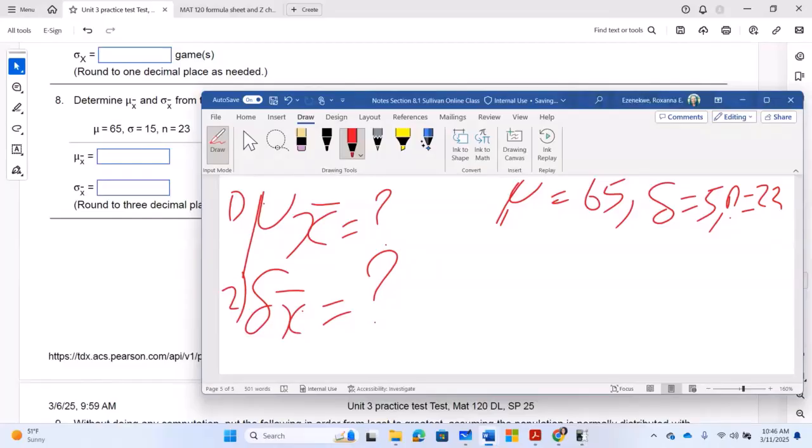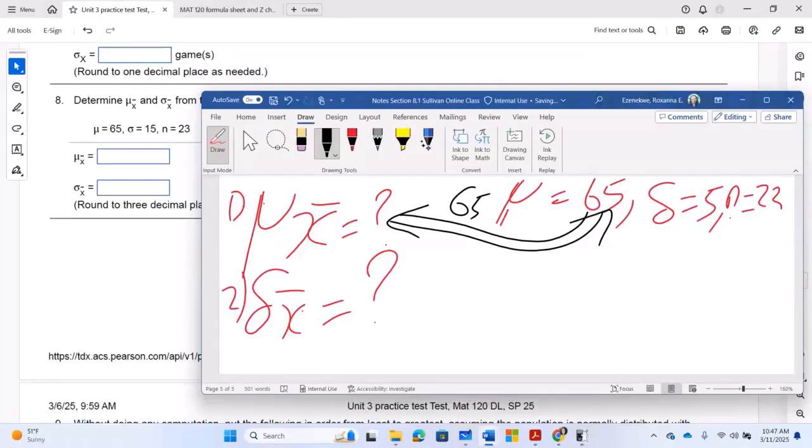Okay. So now I'm told to find the mean of the central limit theorem. The mean of the central limit theorem is the same as the mean of the original data. That's what the theorem said. The mean of the original data is equal to the mean of central limit theorem, which means mu x bar is 65.